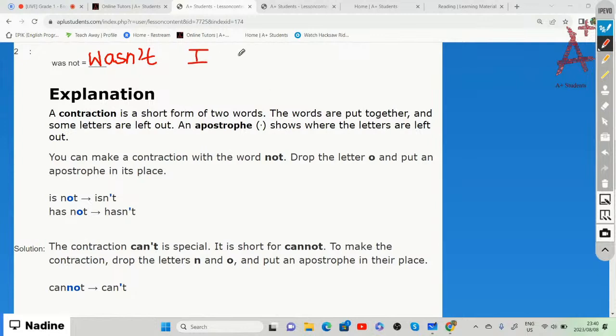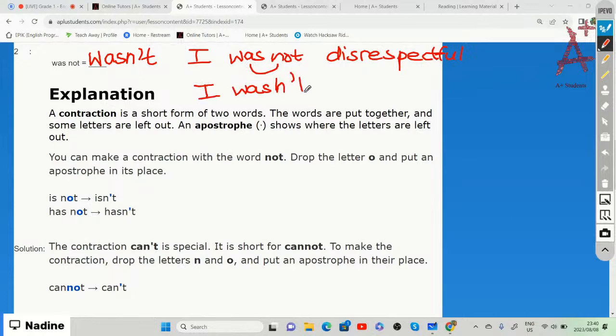So you can say, I was not disrespectful towards my peers. It's the same as saying, I wasn't disrespectful towards my peers. So the word wasn't is the contraction that is short for was not.